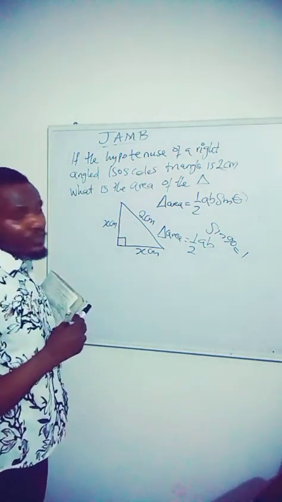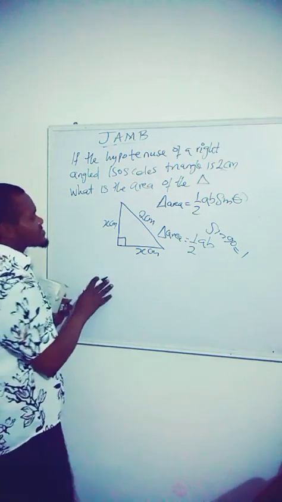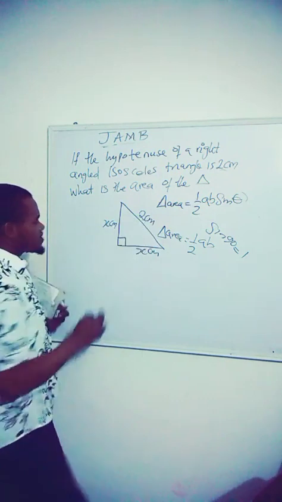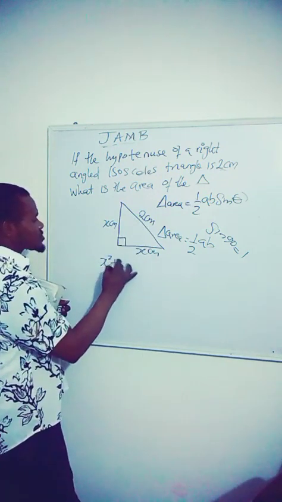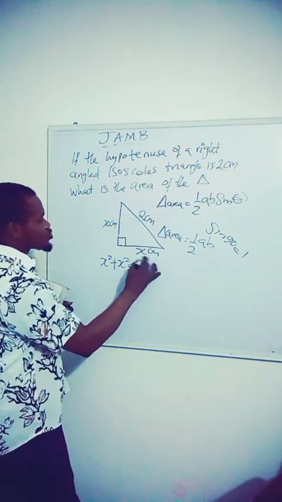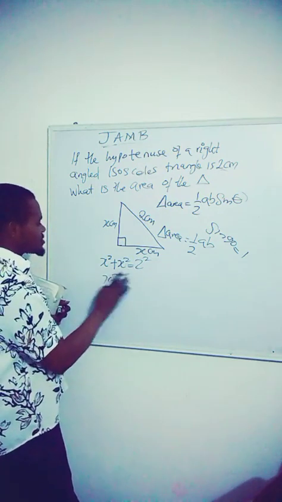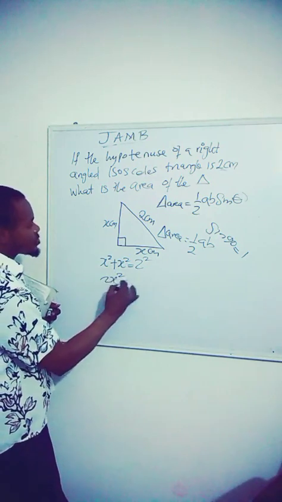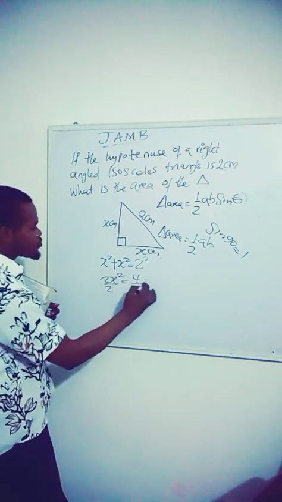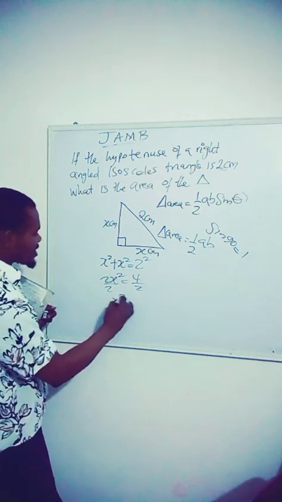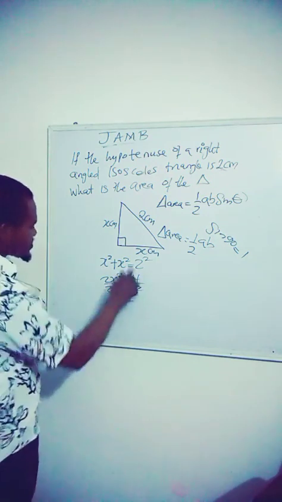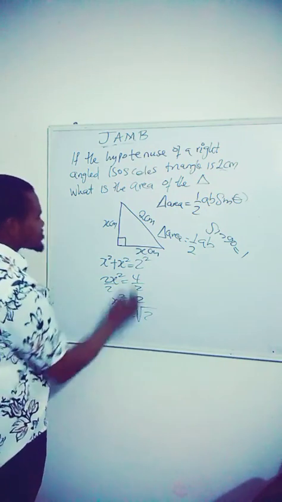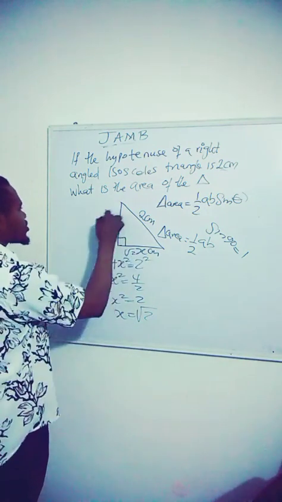So how do we find this? By using our Pythagoras theorem. Our Pythagoras theorem says that the square of this and the square of this is equal to the square of this. So s squared plus s squared is equal to 2 squared. 2s squared is equal to 4. Divide through by 2. So s squared is equal to 2. Therefore, s is equal to root 2. So here is root 2, here is also root 2.